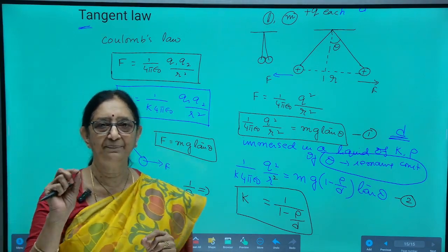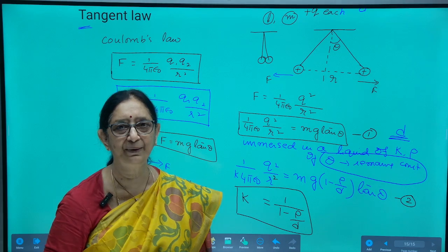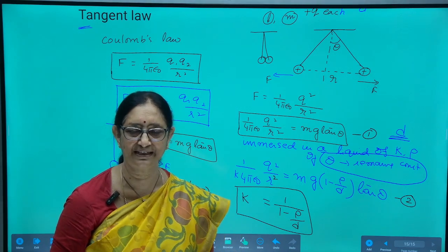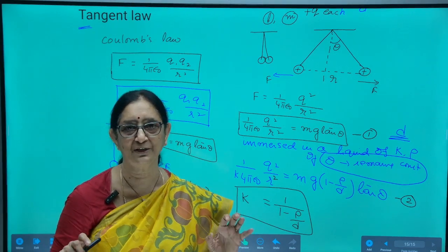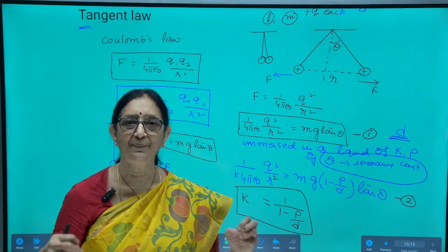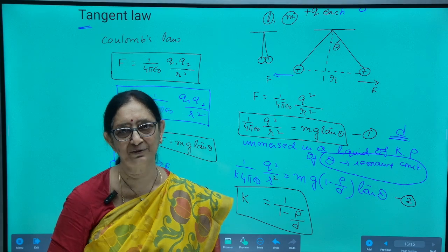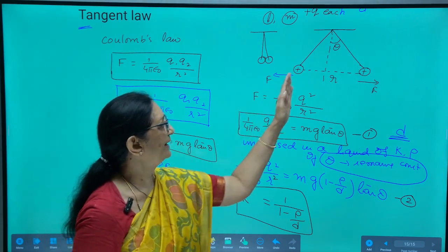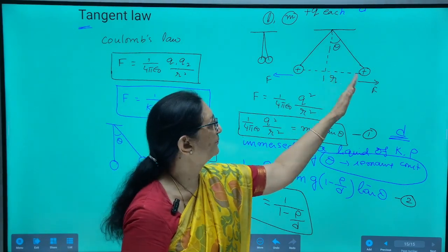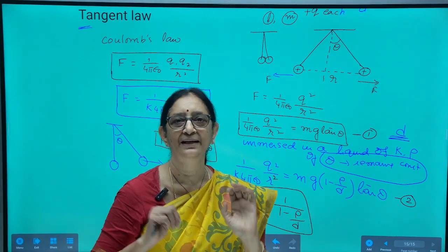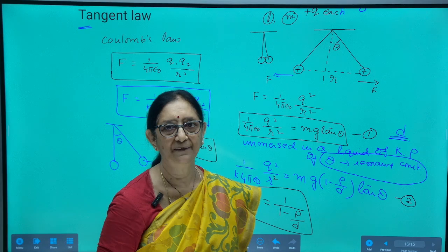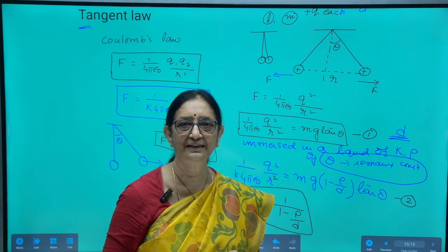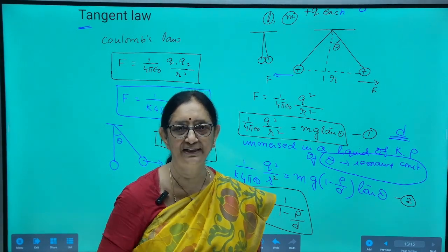Here, from the same point, two identical simple pendulums with charged bobs are suspended. They are drawn apart because of the electrostatic force of repulsion through an angle theta. Each pendulum moves through an angle theta and then rests in equilibrium position. Then from the tangent law, F is equal to mg tan theta.